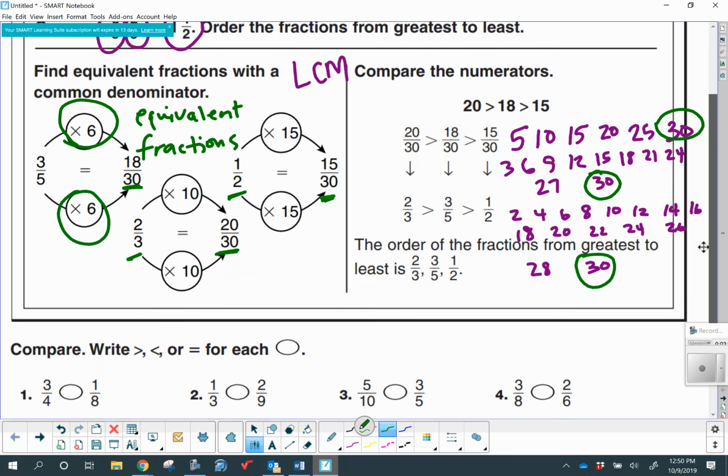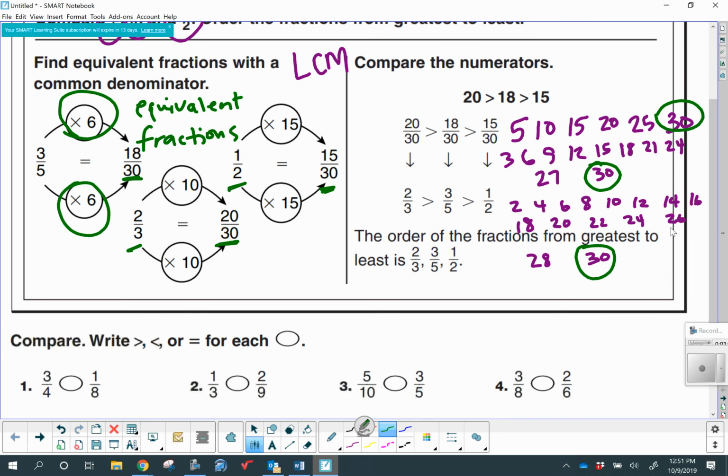In order to put them in order, I can now compare them because I have all of the same denominator, all of 30. So now I'm just comparing 15, then 18, then 20. So if I put them in order from least to greatest, we'll do that first. I would have 1/2, then I would have 3/5, then I would have 2/3. If I put them in order from greatest to least, it would be the opposite. 2/3, 3/5, and 1/2.